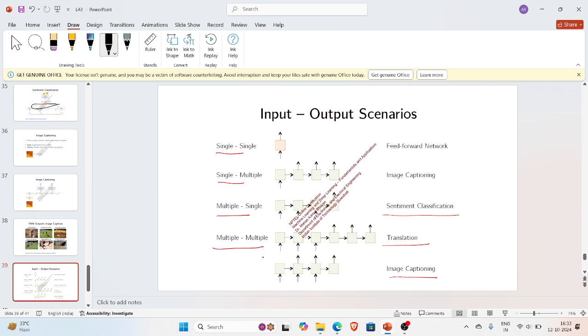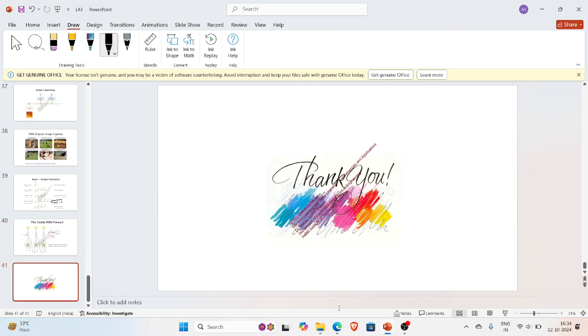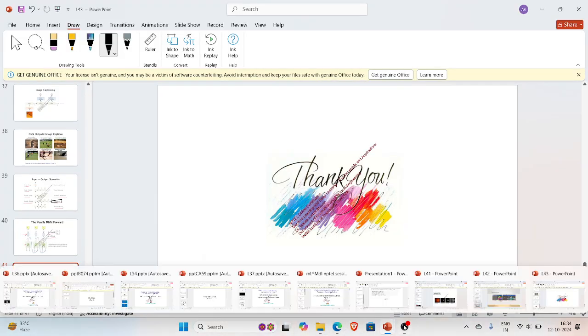Multiple input and multiple output is translation. You can understand it from English to Hindi translation, multiple words here as well, multiple words there as well. Then there can be image captioning. The image can be input in the form of pixels, so there are several pixels, and several words as well in the output. So this is the one. You can have more details in subsequent lectures, but we are not going into too much detail here.